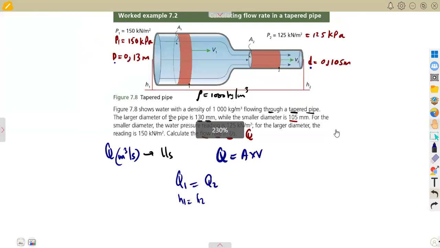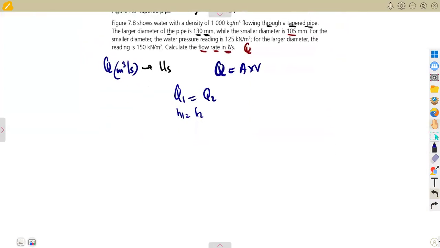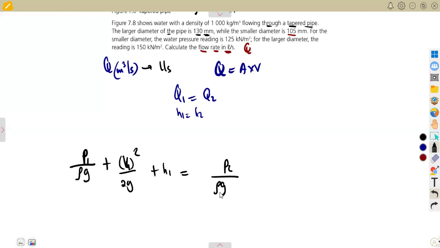All right, let's go back to our Bernoulli's theorem. Maybe it can assist us to calculate something. Our Bernoulli's theorem, again: P1 over rho g, the density times gravitational acceleration, plus V1 squared over 2g, plus H1 is equal to P2 over rho g plus V2 squared over 2g plus H2. This is it.